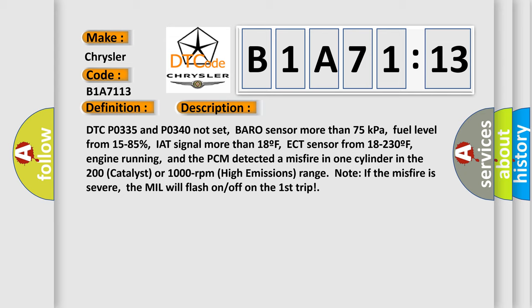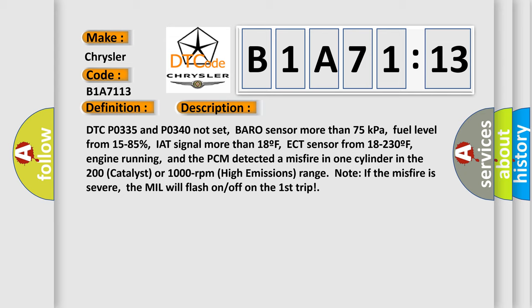DTC P0335 and P0340 not set, BARO sensor more than 75 kilopascals, fuel level from 15 to 85%, IAT signal more than 18F, ECT sensor from 18 to 230F, engine running, and the PCM detected a misfire in one cylinder in the 200 catalyst or 1000 RPM high emissions range. Note, if the misfire is severe, the MIL will flash on/off on the first trip.